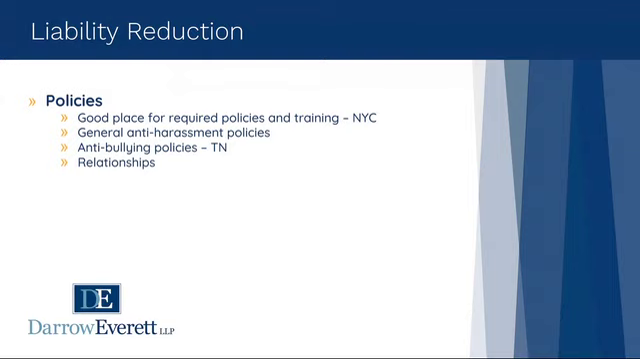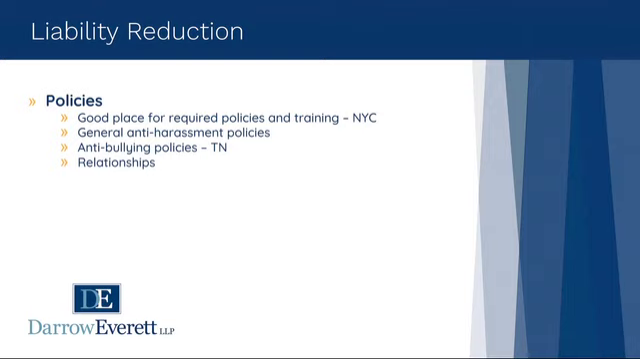And then there are some states that have additional liability reduction statutes. Tennessee, for example, has an anti-bullying statute. It used to only cover government employees, but it's now been enhanced to cover private employment as well. And it's an affirmative defense for employers to use if they're being sued under those kinds of statutes for bullying and hostile work environment. In Tennessee, the anti-bullying policy is an affirmative defense by having that policy in place in your handbook, and then enforcing that policy.